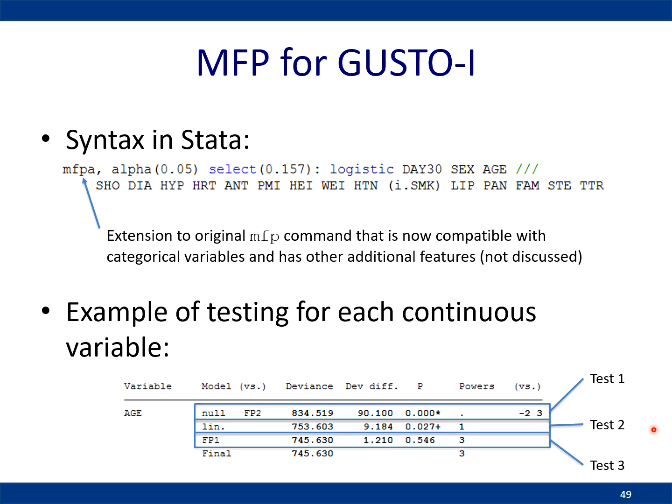So the third step then is to compare FP2 to FP1 to see if that extra level of complexity is needed or whether just a single fractional polynomial is required. And here we can see that the p-value is 0.546, so this is greater than our alpha value here, and therefore the FP1 term is sufficient.